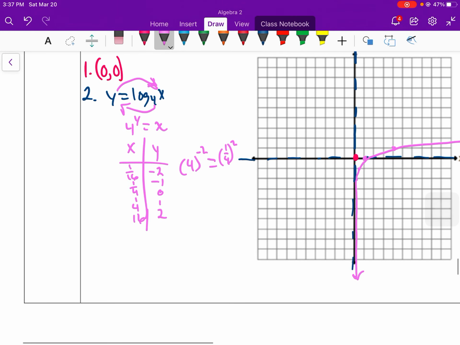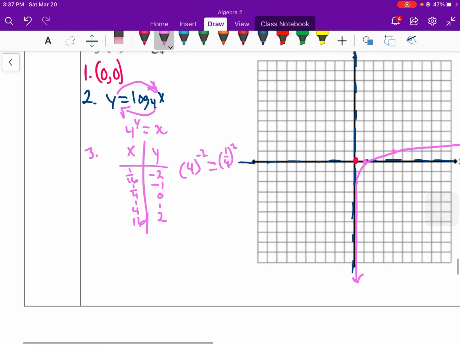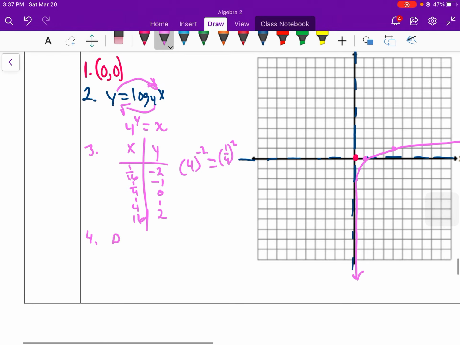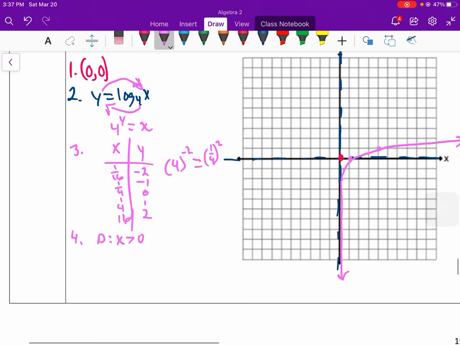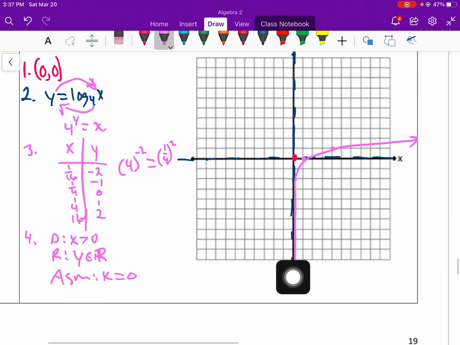And then what's my domain? So this would have been number 3, my table, for domain and range. Domain, x is greater than what? Well, whatever h is. H again is 0. My range, y is an element of all real numbers. I hope you can see that on the graph. And my asymptote, x equals h, in which case it is 0.